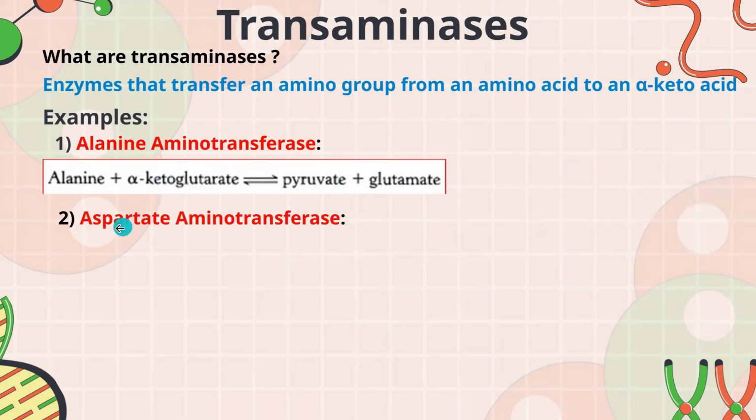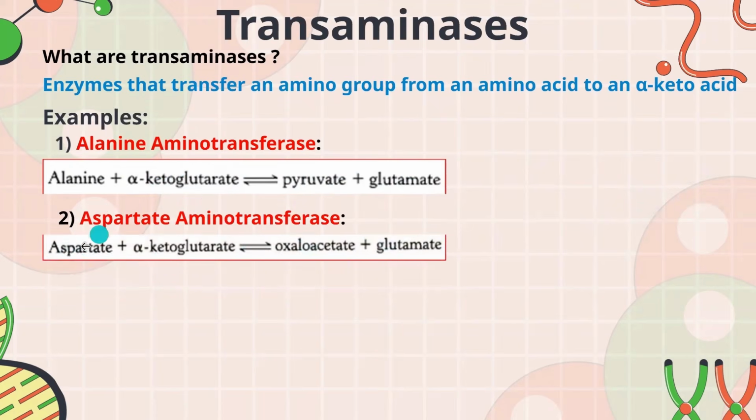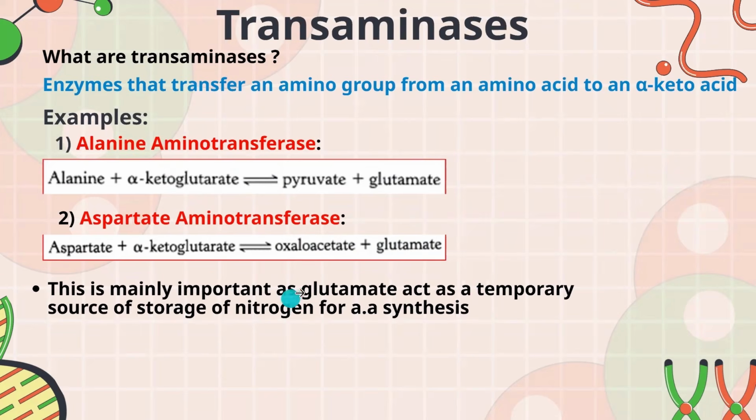The second example is aspartate aminotransferase. It involves aspartate and alpha ketoglutarate, and it forms oxaloacetate and glutamate. Both of them form glutamate, but I really need you guys to recognize that AST is going to form oxaloacetate, and alanine aminotransferase is going to form pyruvate. Okay? So why is this all important? This is mainly important because glutamate itself acts as a temporary storage of nitrogen for amino acid synthesis, because we need to store the nitrogen so we don't leave it going around in the body and becoming harmful. Something I want you guys to recognize is that ALT and AST are both very important for the production of glutamate.